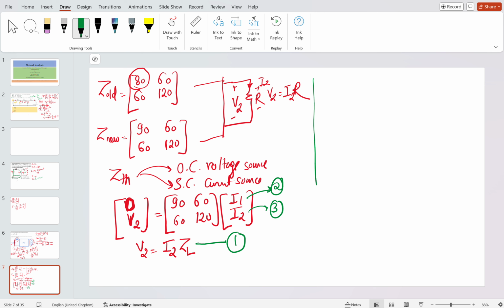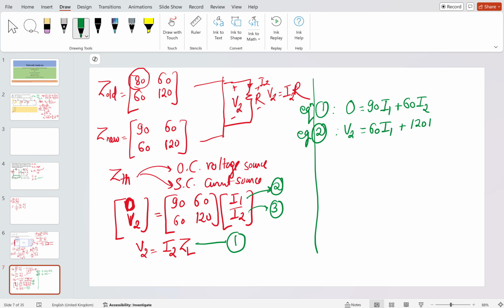Let's separate it and write it separately here. So equation 1 says that 0 is equal to 90 times I1 plus 60 times I2. Equation 2 says that V2 is equal to 60 times I1 plus 120 times I2. And equation 3, suppose this is equation 1, 2, and 3, says that V2 is equal to I2 ZL.